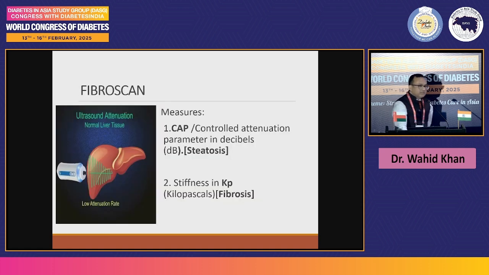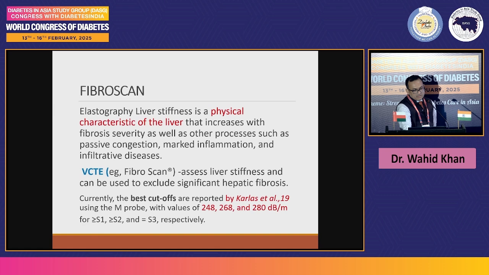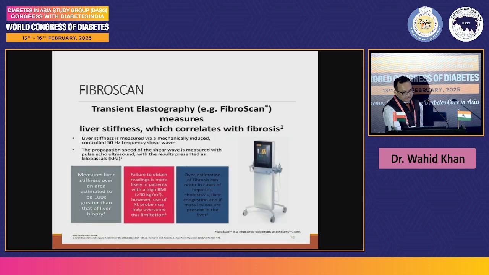Further on, moving to the scanning part, the FibroScan. It's an ultrasound attenuation wherein we check for steatosis by checking the controlled attenuation parameter in decibels, or the liver stiffness measured in kilopascals, which suggests fibrosis. The best cutoff values for FibroScan have been reported by Carlos et al. using the AMPRO with values of 248, 268 and 280 decibels per meter, labeling stage 1 (S1) steatosis, S2 steatosis or S3 steatosis respectively.